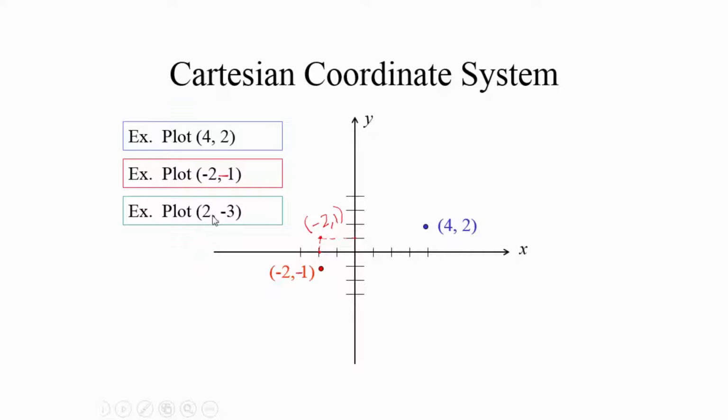And finally, a 2 and a -3. X of 2 and y of -3. 2 here, -3 here, you come out. This would be the point with coordinates of 2 and -3. Okay, so again, pay attention to the mistake they had in plotting that.